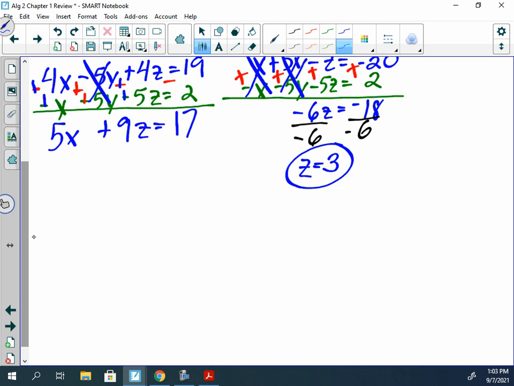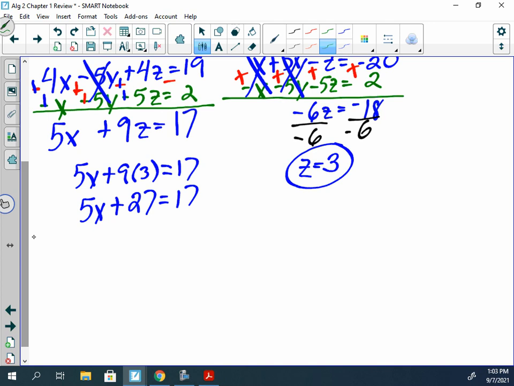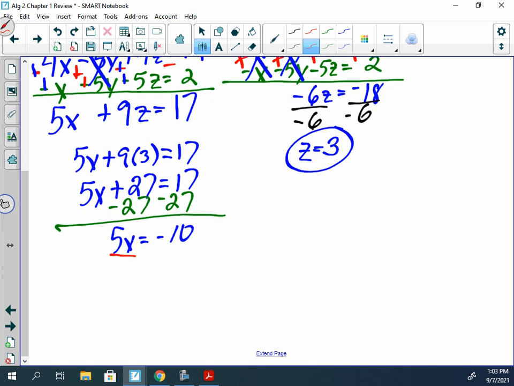Well, the other equation we got was in terms of x and z. We know what z is already. Yes, it is 3. So I come over here and say 5x plus 9 times 3 is equal to 17. 9 times 3 is? Then what? Subtract 27. And we get 5x is equal to negative 10. Last but not least, we divide both sides by 5.